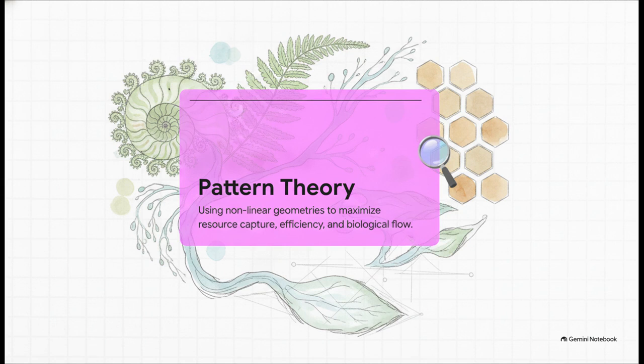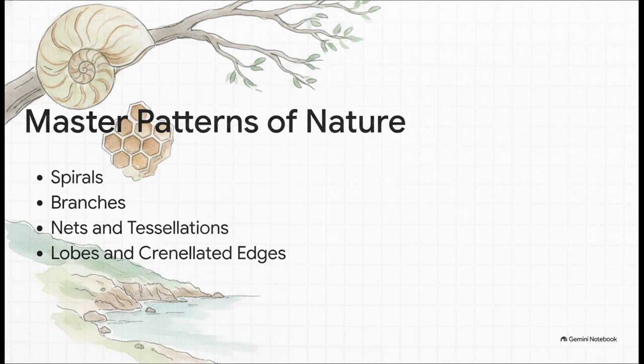Mollison understood that these geometries aren't just aesthetically pleasing. They are highly evolved, survival-tested strategies for energy conservation and material efficiency. It's the crucial bridge between ecological science and spatial design. And we see these master patterns repeating everywhere, across all scales. Whether we're looking at vast weather systems, plant growth, or geology, we consistently encounter spirals, branches, nets, and tessellations, and lobes or crenellated edges. By emulating these core patterns, we can organize our own systems so much more efficiently.